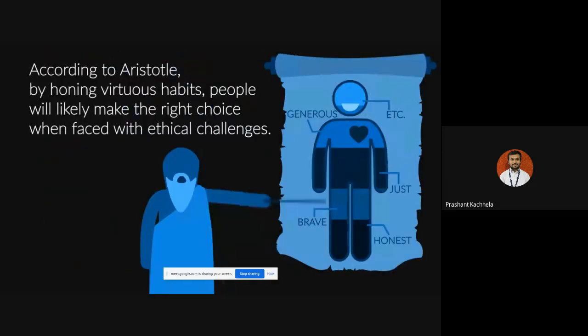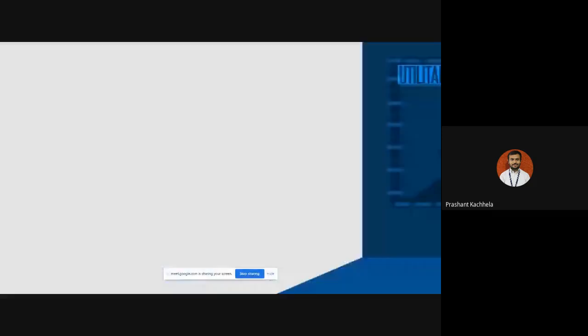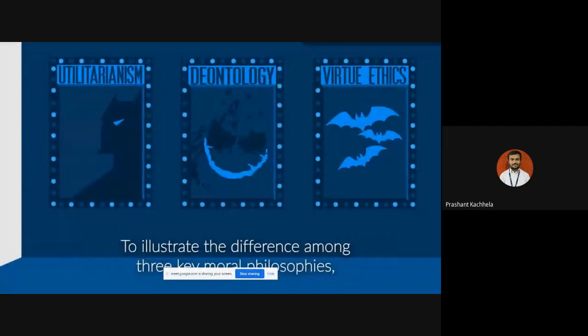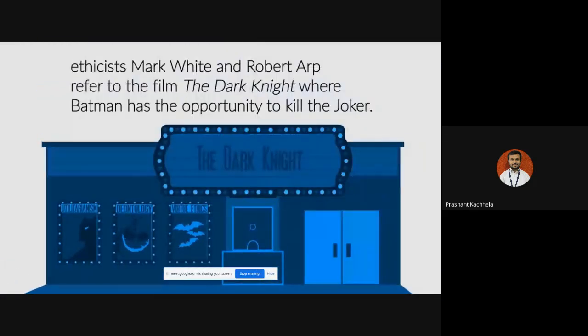According to Aristotle, by honing virtuous habits, people will likely make the right choice when faced with ethical challenges. To illustrate the difference among three key moral philosophies, ethicists Mark White and Robert Arp refer to the film The Dark Knight, where Batman has the opportunity to kill the Joker.